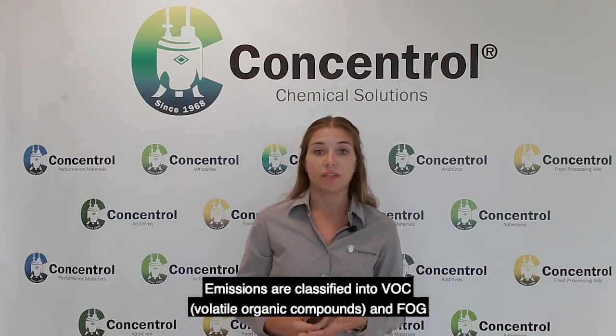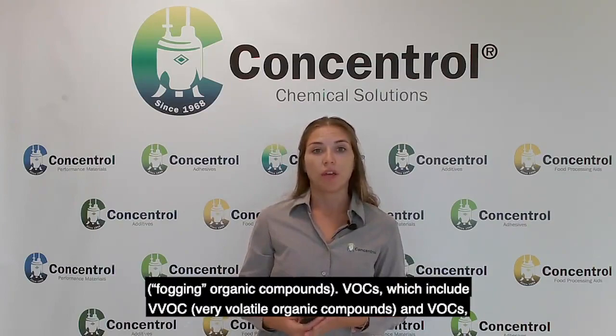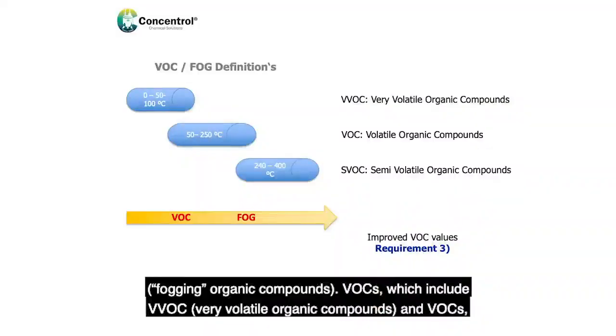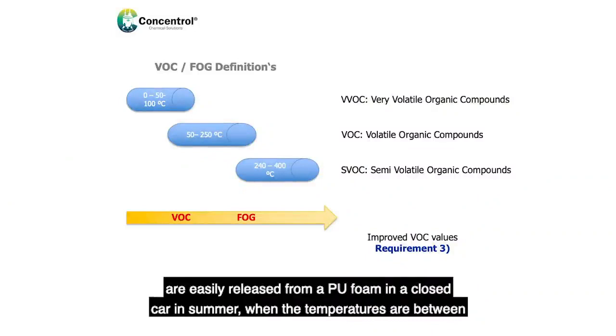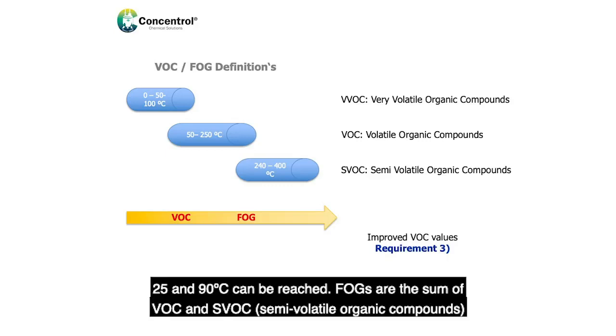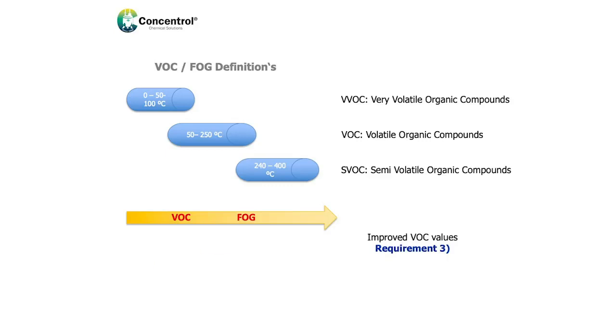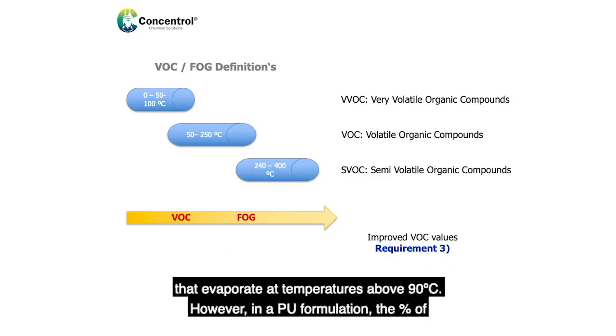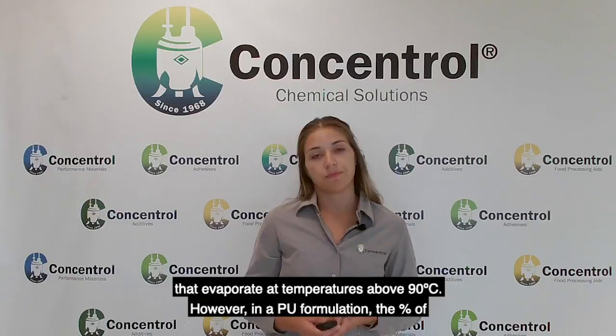Emissions are classified into VOCs, volatile organic compounds, and fogging organic compounds. VOCs, which include VVOCs, very volatile organic compounds, and VOCs, are easily released from a PU foam in a closed car in summer, when temperatures between 25 and 90 degrees Celsius can be reached. Fogs are the sum of VOCs and SVOCs, semi-volatile organic compounds, that evaporate at temperatures above 90 degrees.